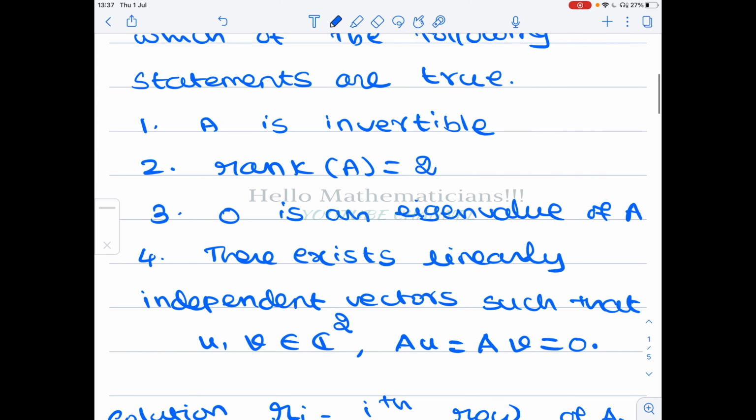But what is the meaning of dimension of row space of A? Dimension of row space of A is nothing but the rank of the matrix. Okay, that is the definition of rank of a matrix. So rank of a matrix is defined to be the dimension of the row space of A or the dimension of the column space of A.